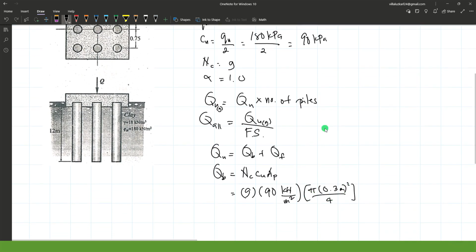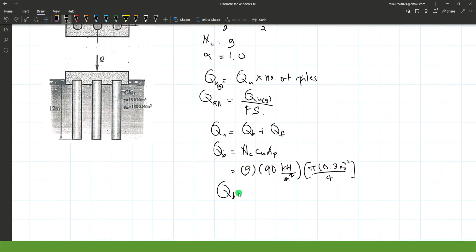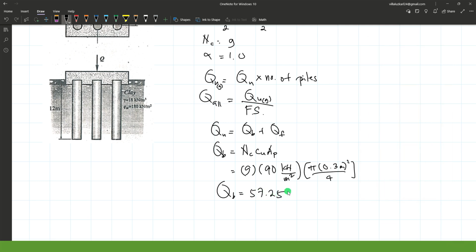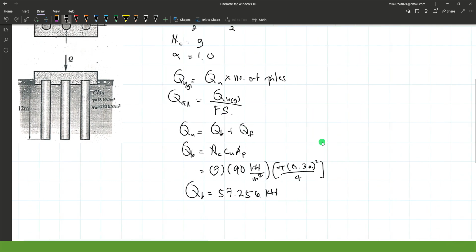Okay, so we can now determine the end bearing capacity of a single pile. That's 9 times 90 times pi times 0.3 squared over 4. Okay, so that's 57.256, that's in kilonewtons.